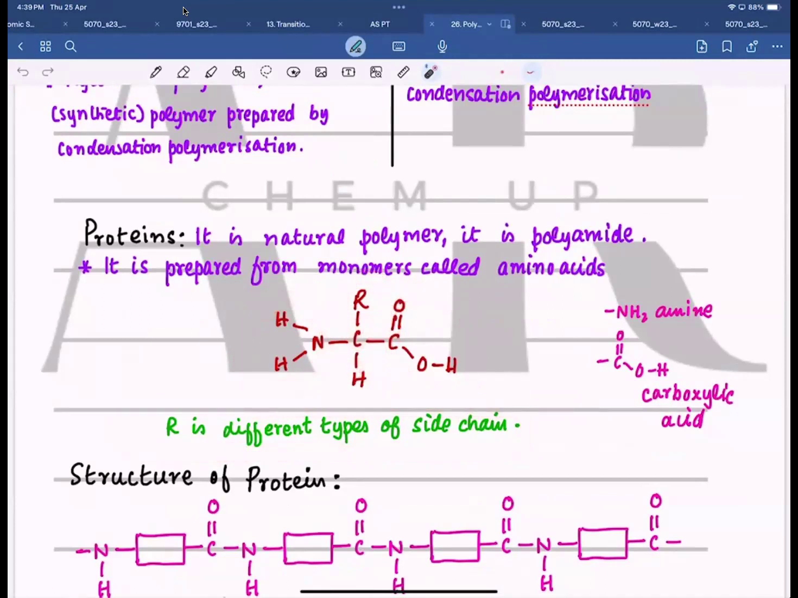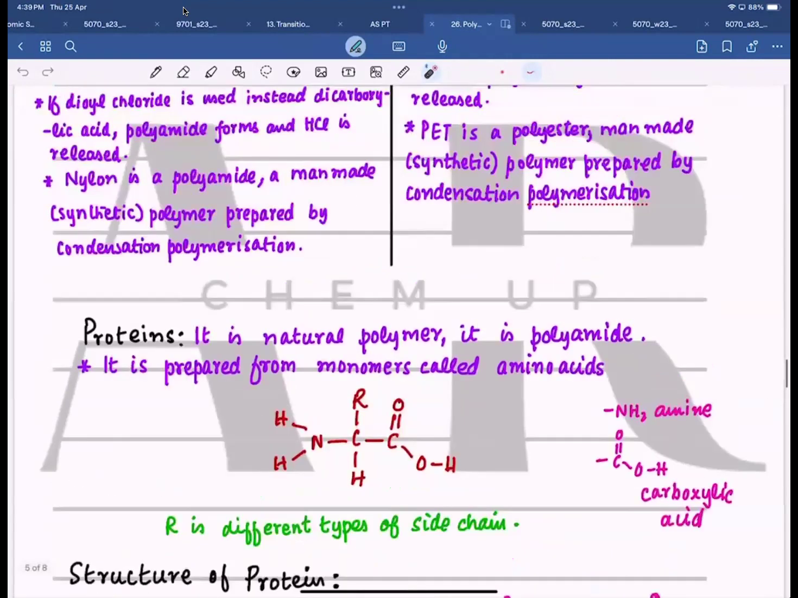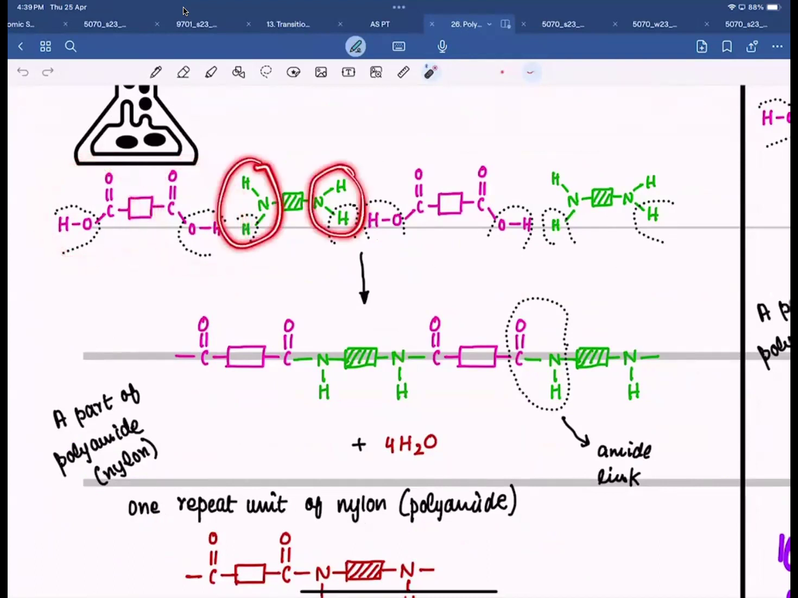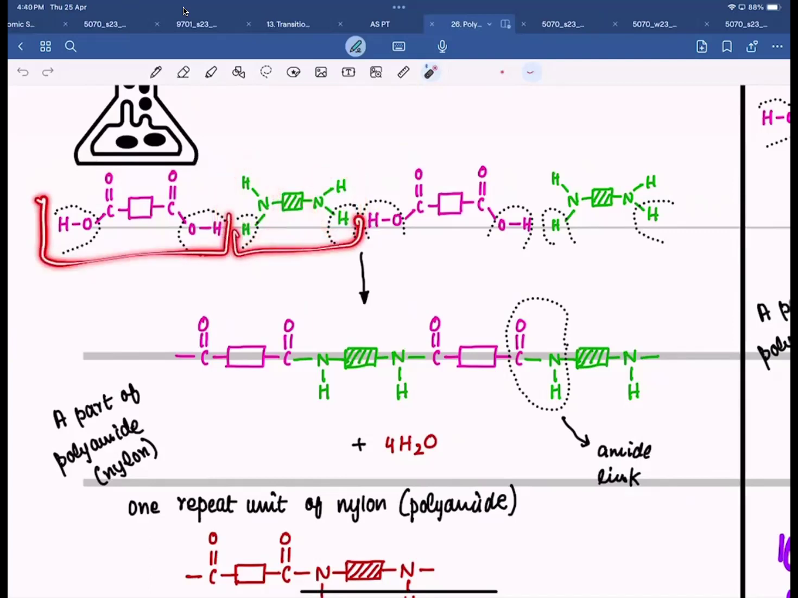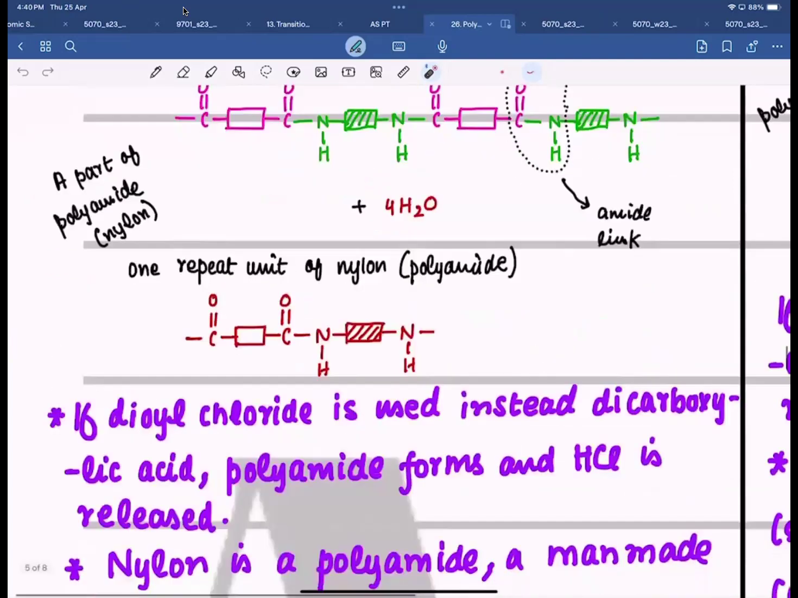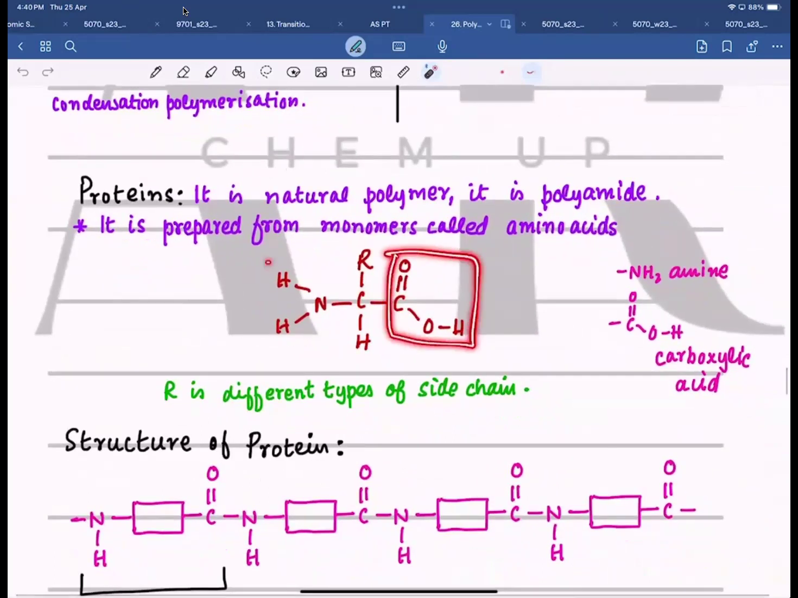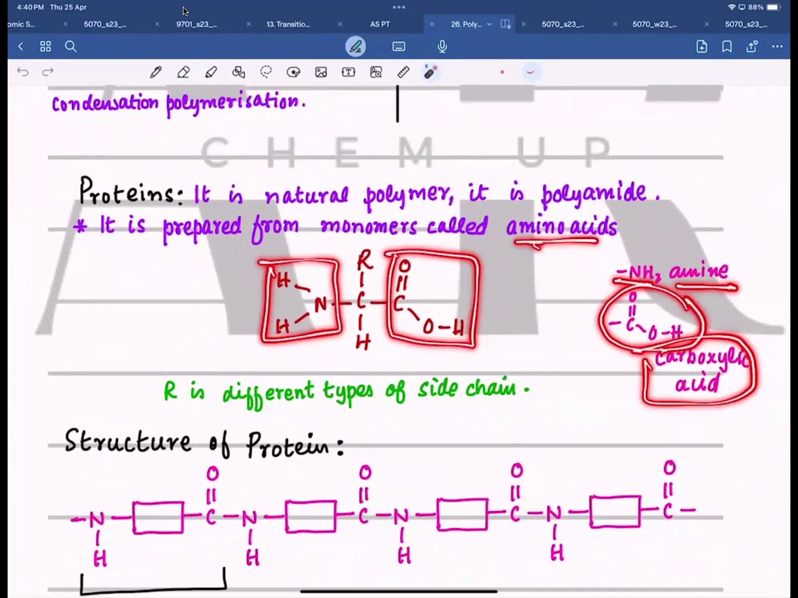Now, if you see the difference, here the monomer has two functional groups on both sides, but both the functional groups are the same, isn't it? And the other monomer also has two functional groups, but both are the same. One monomer has two NH2 groups and the other monomer has two carboxylic acids, right? But an amino acid has two different groups. One is a carboxylic acid group and one is an amino group. So NH2 is an amine group and COOH is a carboxylic acid group. That's why we call it amino acid, because it contains amine and acid. Is this understandable?